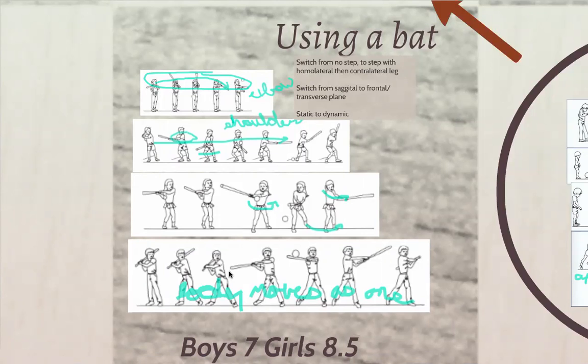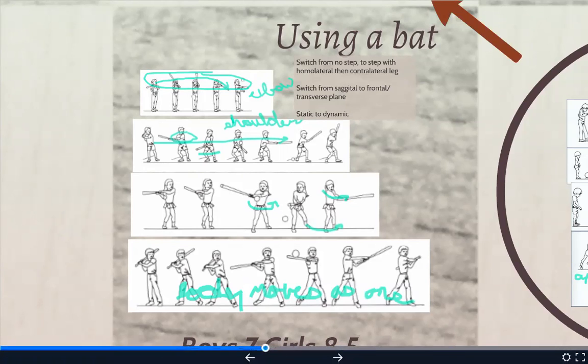In late development, now we're in the lateral movement, and you see there's a wind up, and we're turning towards the back, and then as the ball approaches, we turn forward and use our whole body to come around the front of the ball and follow through here. So boys are developing at 7, girls at 8.5.